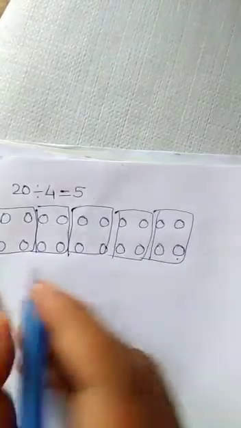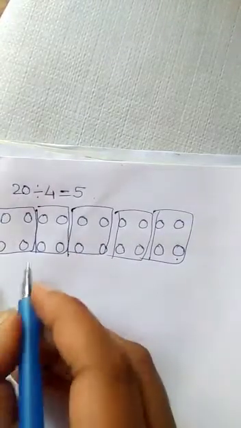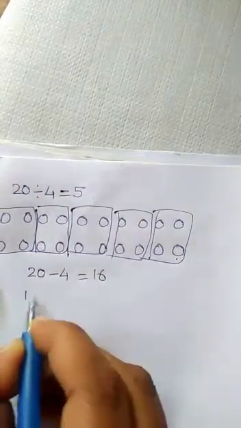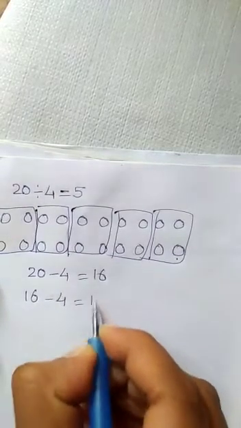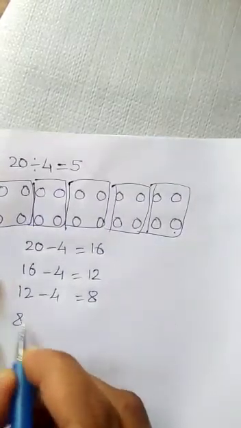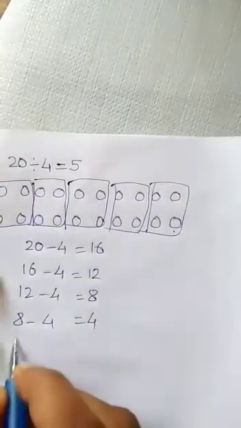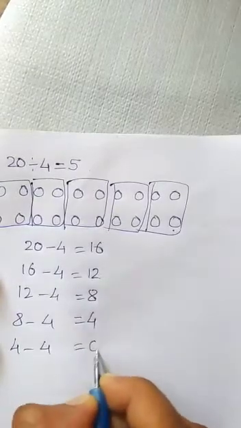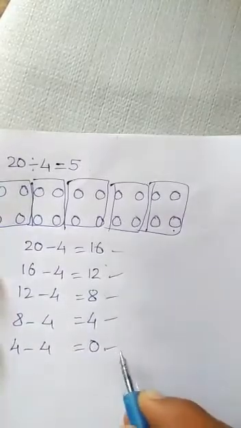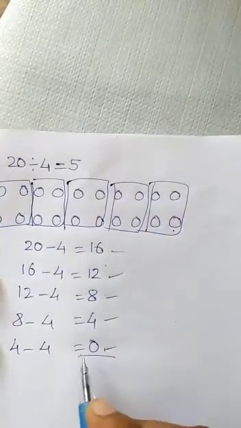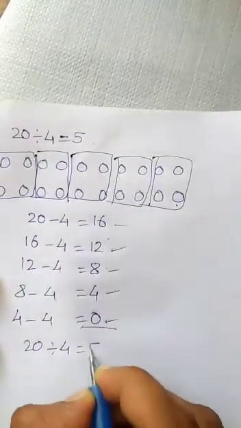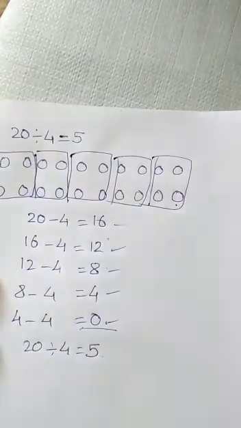Or by repeated subtraction also we can find the answer. How? First 20 minus 4 equal to 16, then 16 minus 4 equal to 12, then 12 minus 4 equal to 8, then 8 minus 4 equal to 4, 4 minus 4 is equal to 0. In first step, second, third, fourth, fifth. In the fifth step we get the answer 0. Therefore 20 divided by 4 is equal to 5. Number of steps, that is the answer.